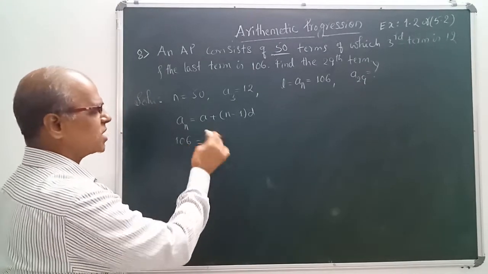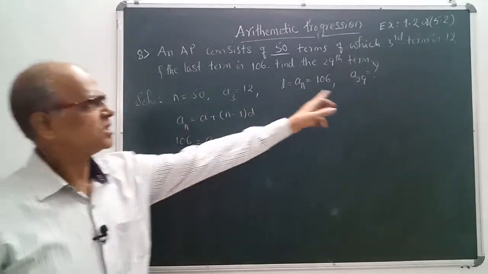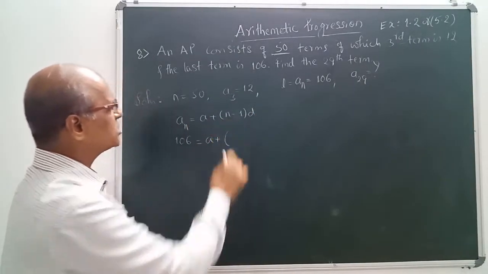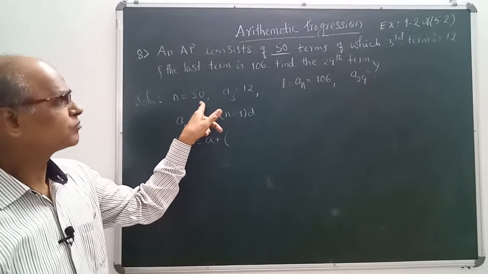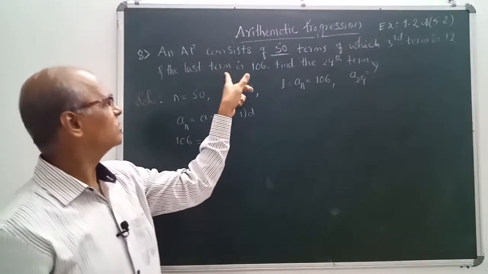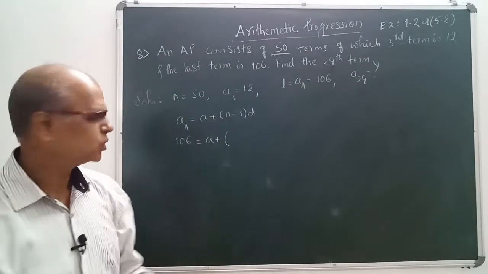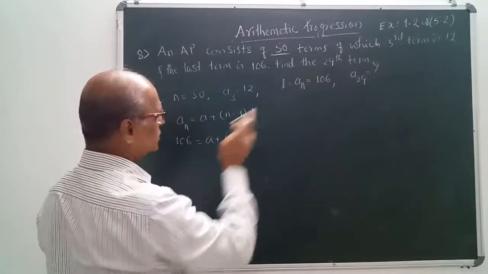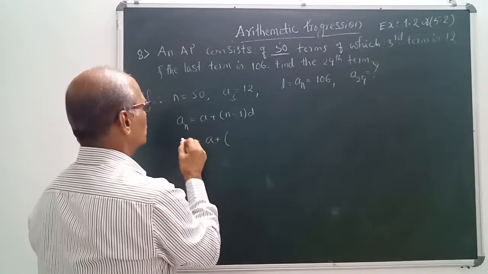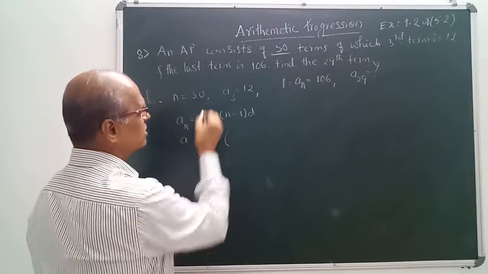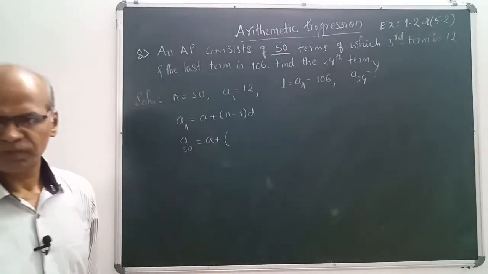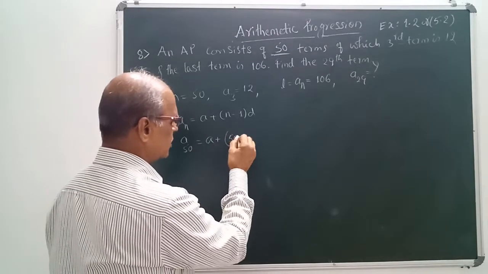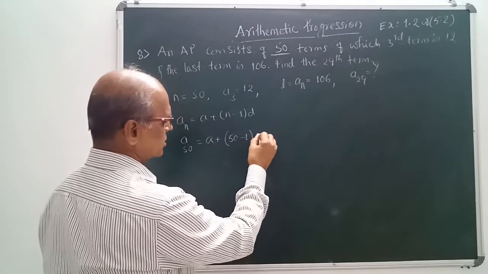106 is equal to A, what is A? We don't know. Is A given? No, we don't know. Plus, what is n? There are 50 terms. Understood? The last term means the 50th term it is. So here 106, the An value only they have given. So for your clarification I will write here 50 terms, so this is A50. Next step we can substitute. A50, A plus (50 minus 1) D as it is.